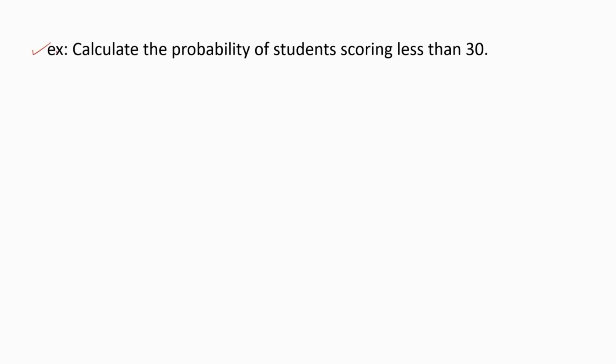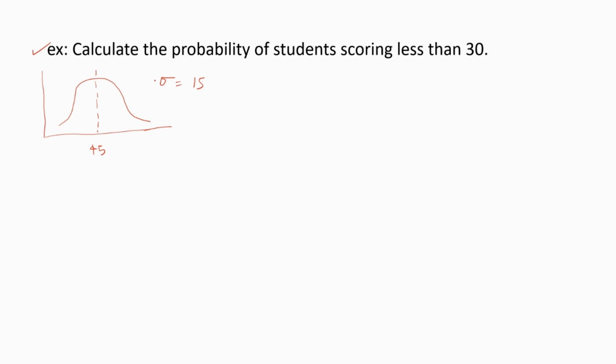Calculate the probability of students scoring less than 30. First, let's draw the bell curve. This is the bell curve. So this is the mean. The mean was given as 45. Sigma is given as 15.